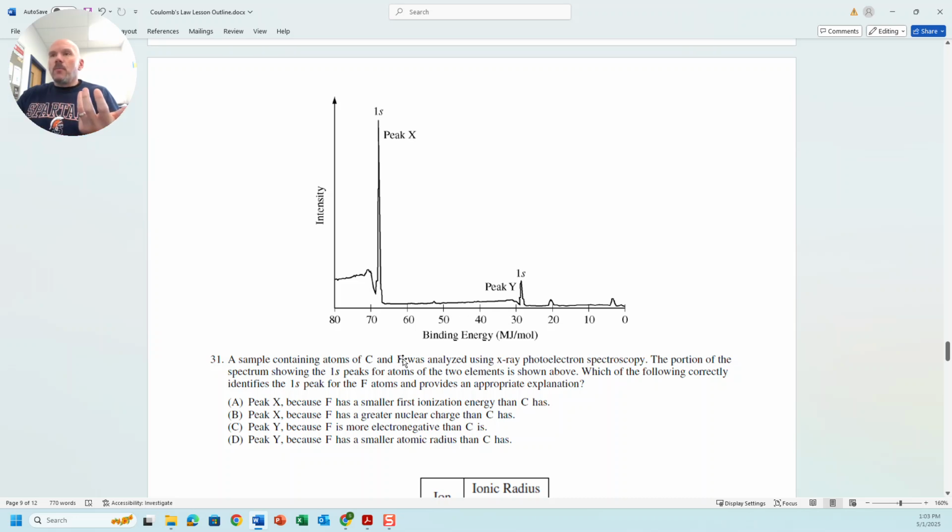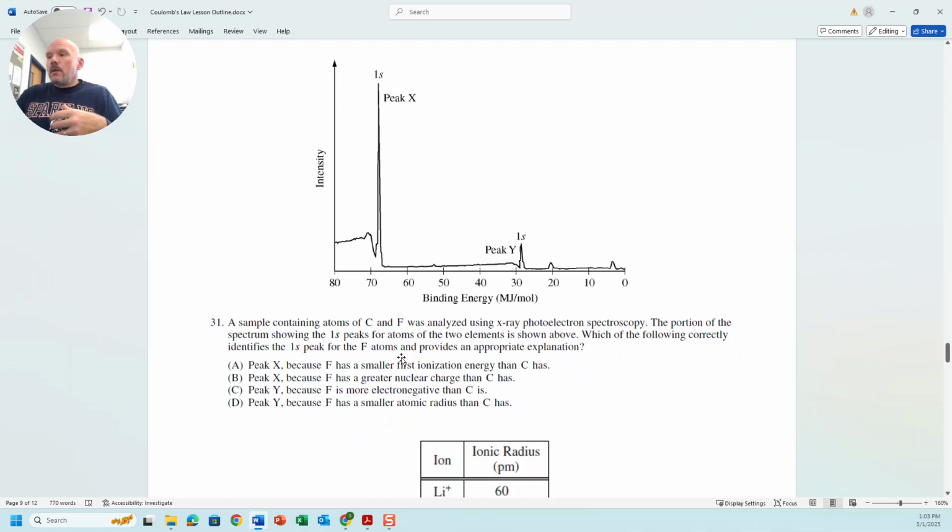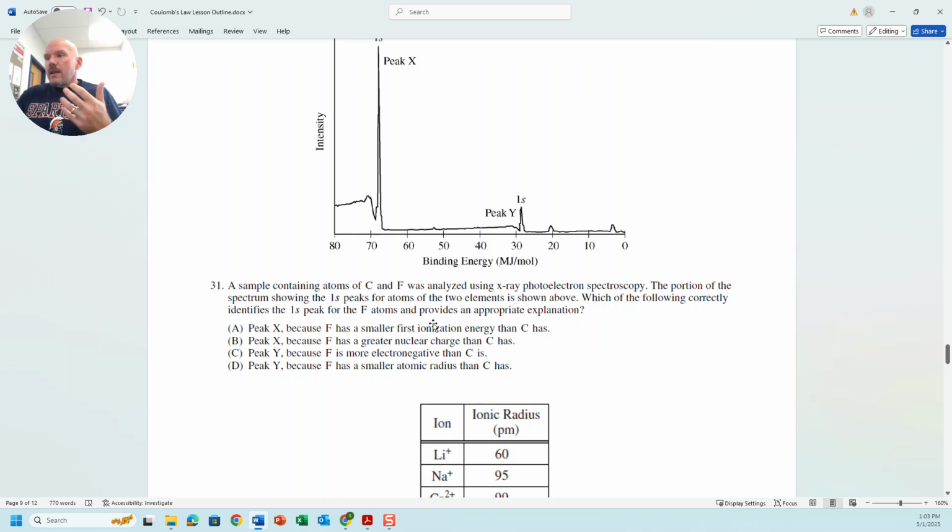And it's because fluorine has more protons. So greater nuclear charge, greater effective nuclear charge, if you wanted to say that. But it has nothing to do with ionization energy. So peak X is fluorine, because fluorine has greater nuclear charge than carbon. There we go. Choice B.